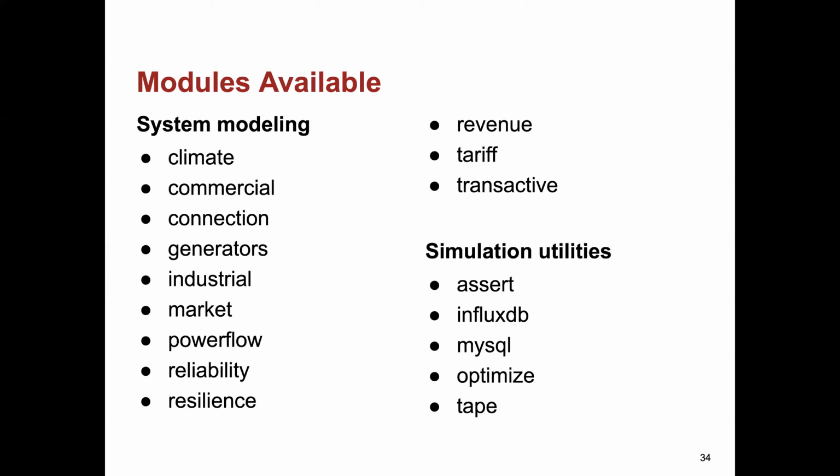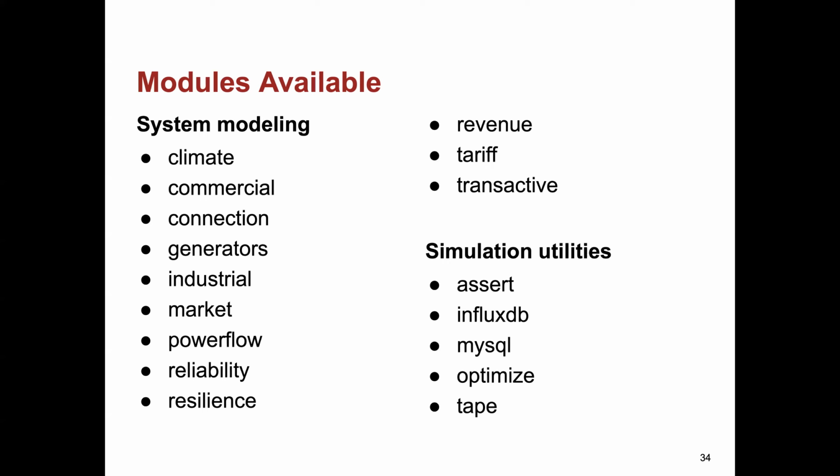And then on the simulation utility side, we have an assert module, which is used to verify that certain properties meet requirements during the simulation. So for example, you could assert that the voltage is within a certain band on a particular node, and if it isn't, it stops the simulation. This allows you to catch the simulator doing wrong things, or ensure that the simulator doesn't do something wrong as your simulation moves forward in time.